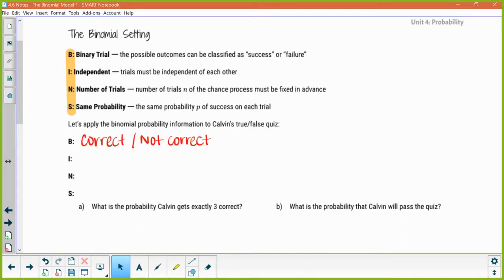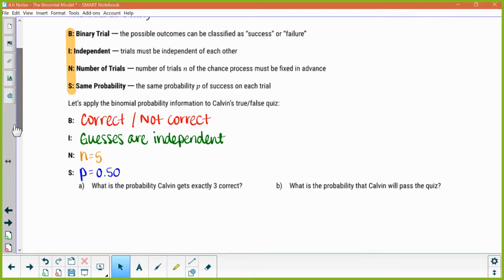Yes, we do have a binary trial. It's correct, or his answer is not correct. The guesses are going to be independent. Him guessing one correct is not going to influence another. We do have a fixed number of trials, n is going to be equal to 5. And because he did no studying and is completely guessing on true false, probability of success is 50%, whereas probability of failure is also 50%.